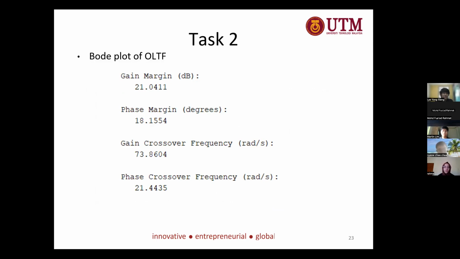So the gain margin is 21 decibels and the phase margin is 18 degrees. The gain crossover frequency is 73.86 radians per second, and the phase crossover frequency is 21.44 radians per second.